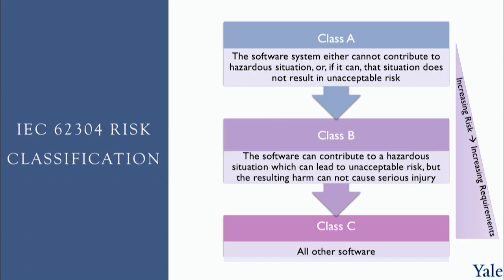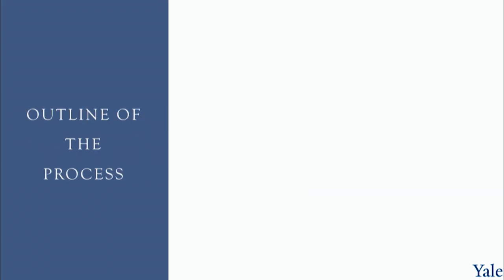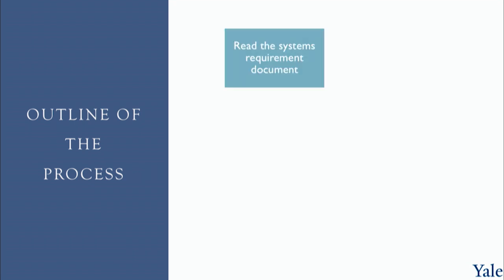So let's begin with the actual process, and let's look at the outline of the process and the 6 steps that, at least in my mind, characterize this process. We first read the system's requirements document. That's the input to what we do.